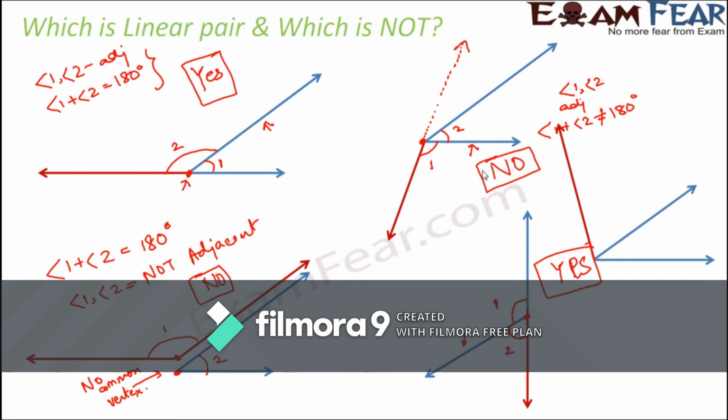Let us look at the last example. Here you have angle 1 and angle 2. In this case also, angle 1 and angle 2 are adjacent, because of the common vertex, common arm, and no common interior points. But when you look at their sum, do you think it is equal to 180 degrees? No, because very distinctly you can see that it is an obtuse angle which is less than 180 degrees. So this would also be a no. This also doesn't form a linear pair. In this way, you will have to find out whether two angles form a linear pair or not.